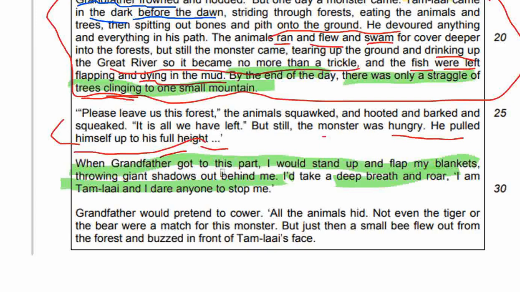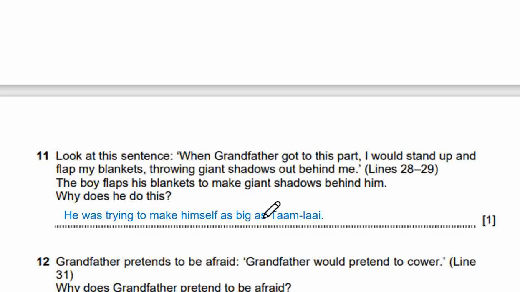So when grandfather, this is line 28, 29, when grandfather got to this part, I would stand up and flap my blanket, throwing giant shadows out behind me. I would take a deep breath and roar. In here, throwing giant shadows, it indicates that the boy was trying to make himself look scary, or just trying to make himself look bigger. So that will be one option of the answer. Let's type that down. So he was trying to make himself as big as Tam Lai. Let's move to question 12.